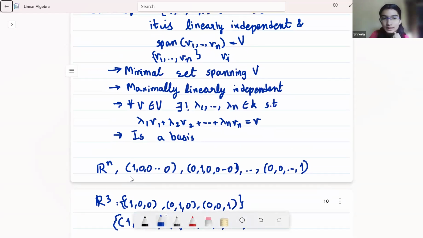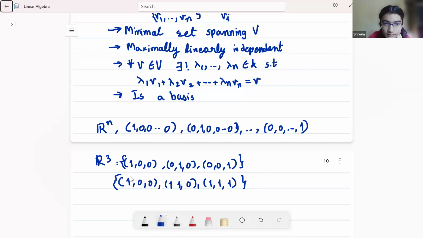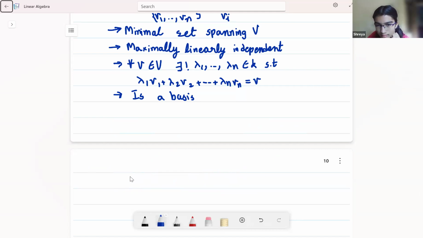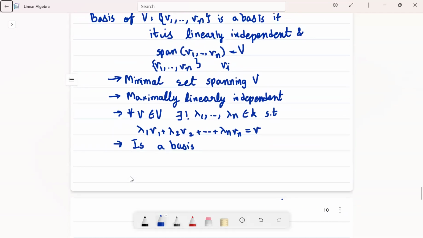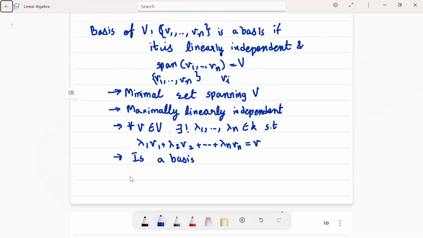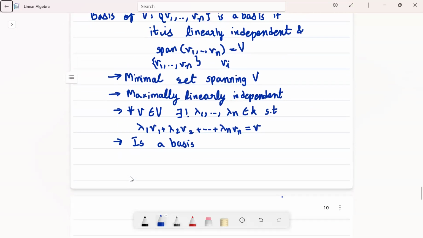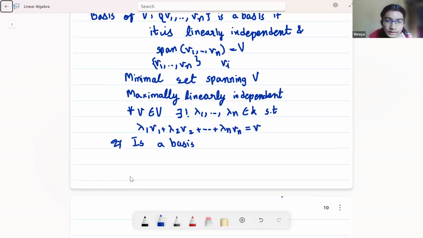Is this better? And we do this by saying that if we remove an element and it is still spanning, that means we could have written that last element as a linear combination of the other elements. So it is not a basis.